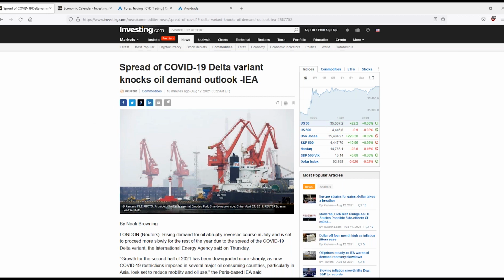So we see the headline: spread of COVID-19 Delta variant knocks oil demand outlook by the IEA. Well, there's another negative headline for oil, right? The oil demand outlook now has been lowered. What they mean is it's lowering the outlook, and that headline just came out today. Could create some renewed fears again. And don't forget, OPEC plus nations recently agreed that they would increase production, right?